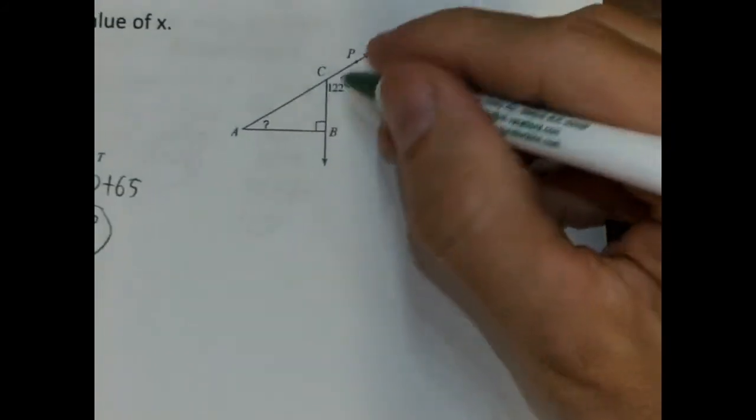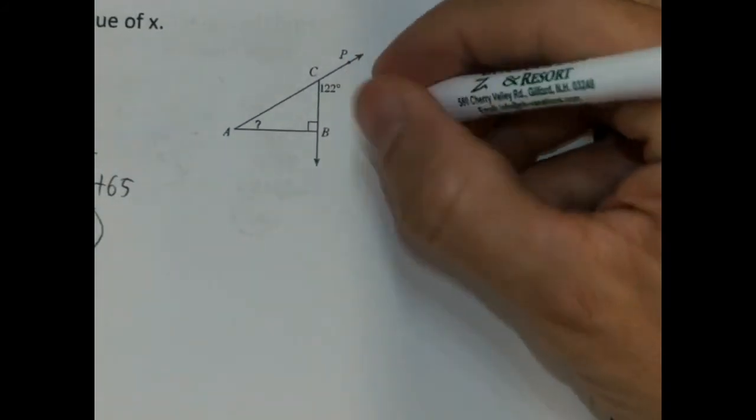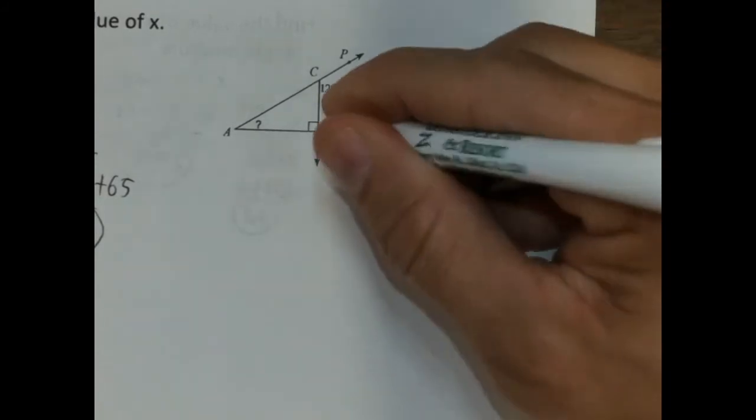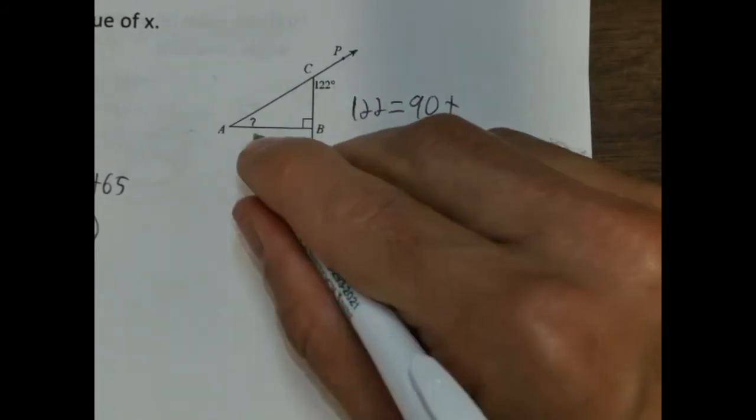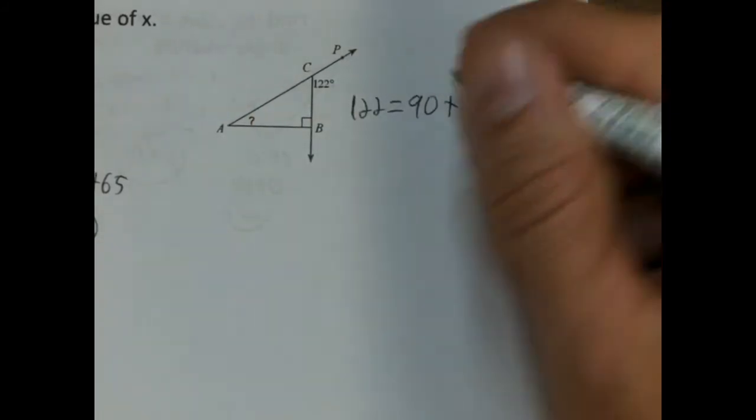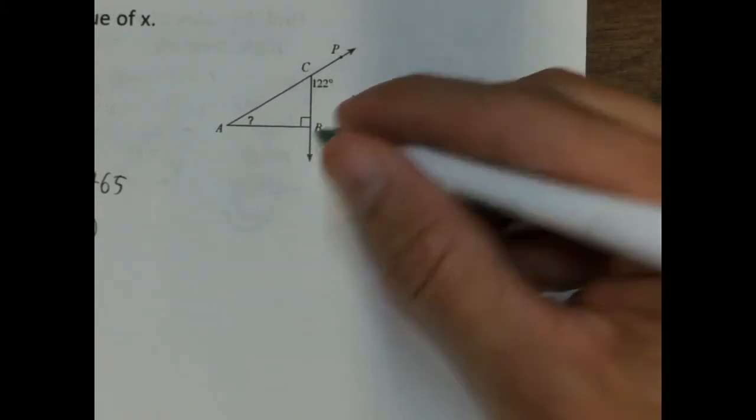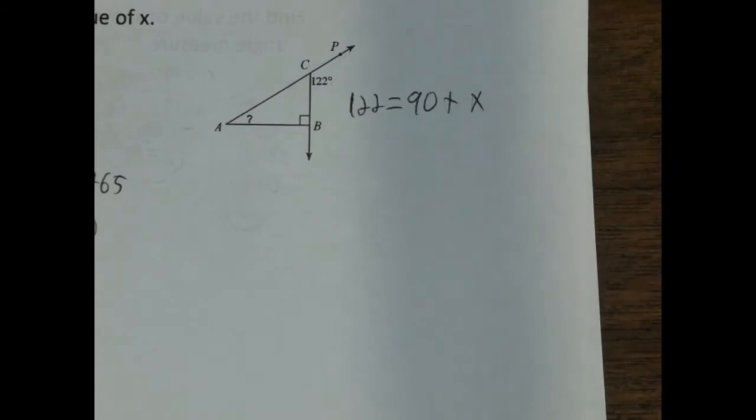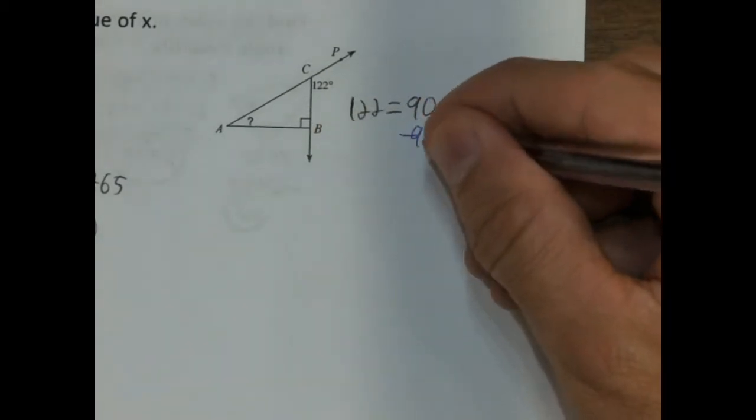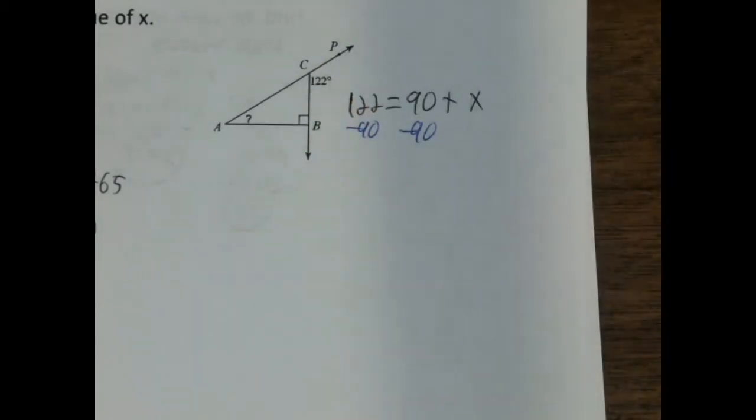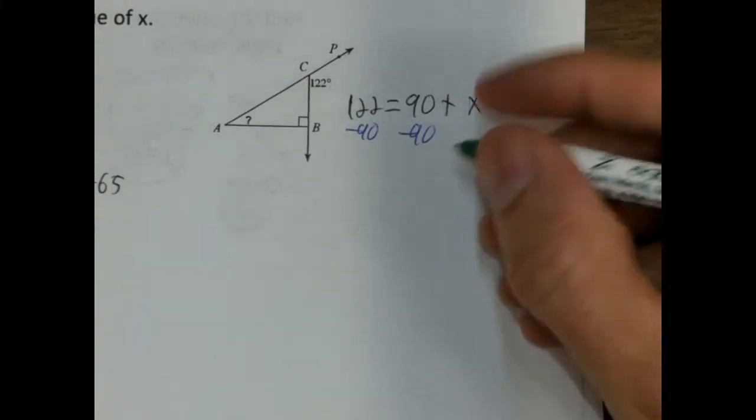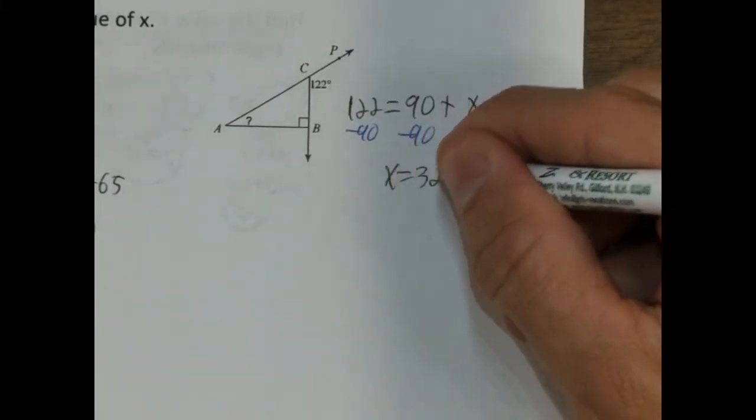Okay. Here, something similar. We're given the exterior angle, so 122 is equal to 90 plus this other angle, which we don't know, which is x, because these are the two non-adjacent triangle angles. This is kind of just here to confuse you. Yeah, so let's subtract 90 from both sides. 122 minus 90. Is that 32? Yep. X equals 32 degrees.